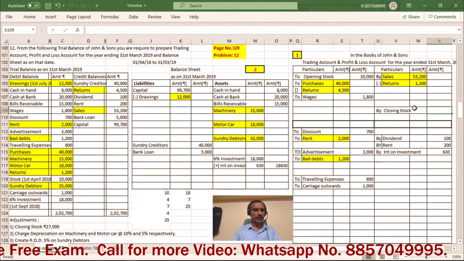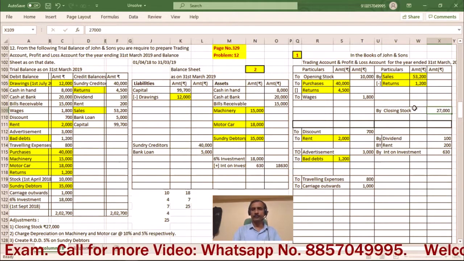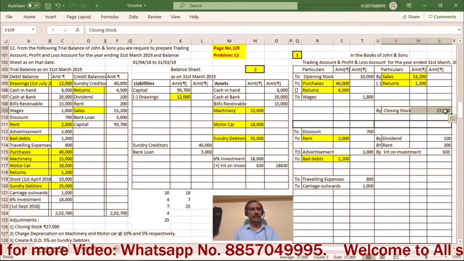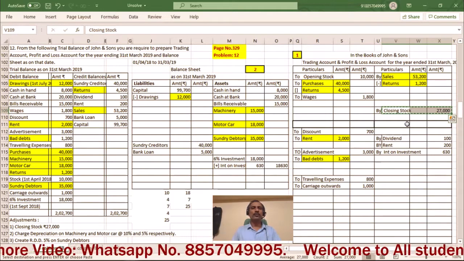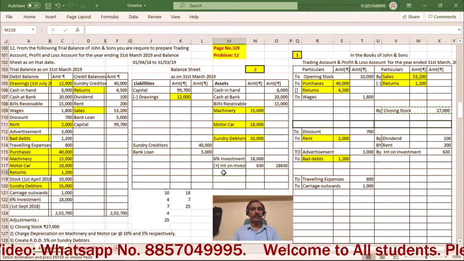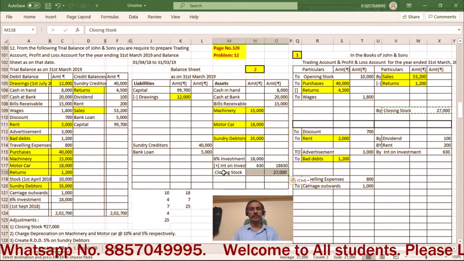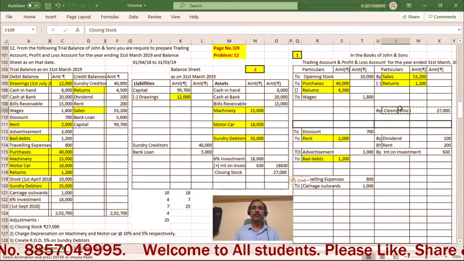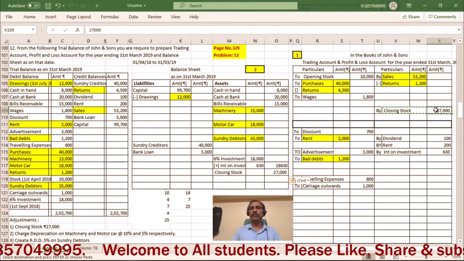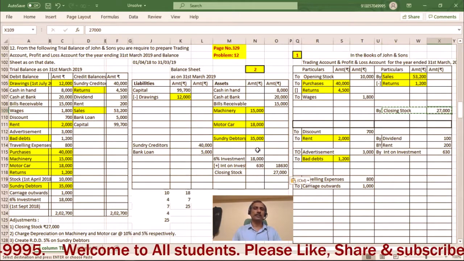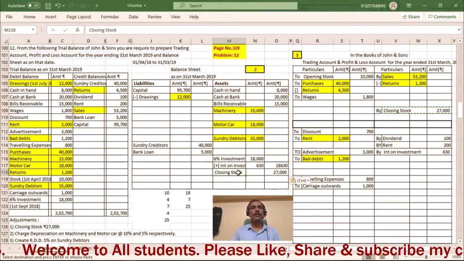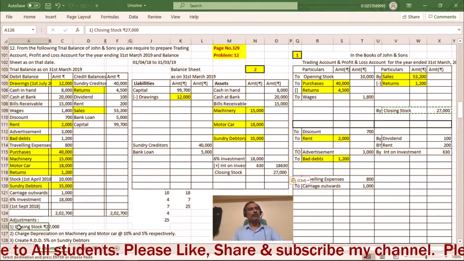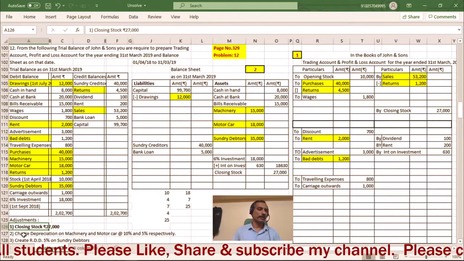and the amount is 27,000. So this closing stock, one effect if you are going to show on the credit side of trading account, then we have to show another effect on the balance sheet asset side. Okay, means this is one effect, this is one effect. Every adjustment has two effects. If you show the first effect on the credit side, the second effect we have to show on the balance sheet asset side. Okay, so now we have to solve the second adjustment, depreciation.